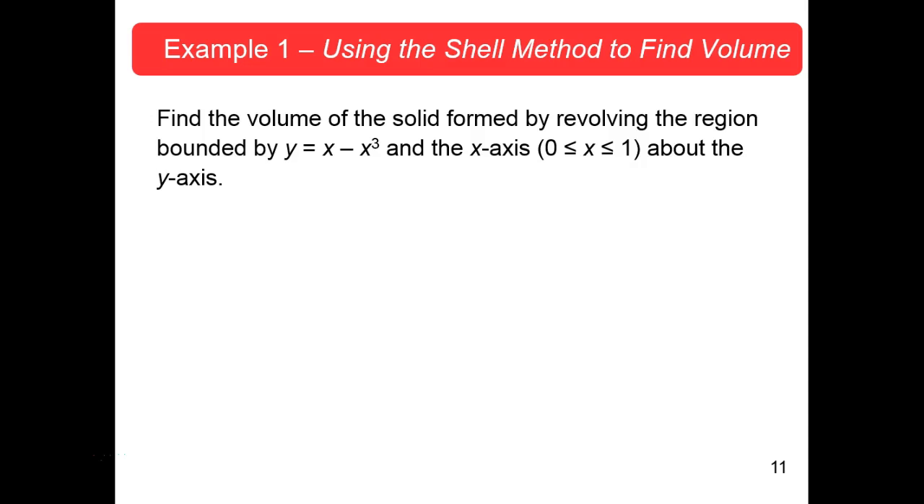Find the volume of a solid formed by revolving the region bounded by y is equal to x minus x cubed and the x-axis from 0 to 1.